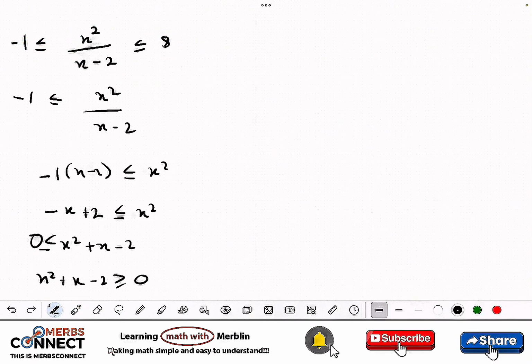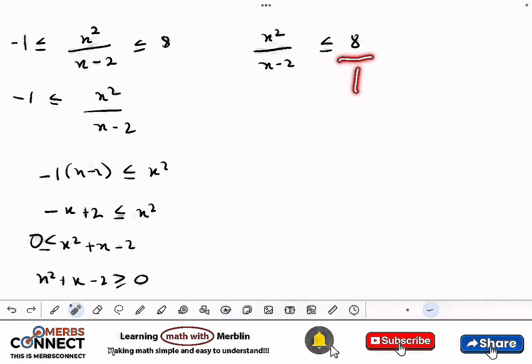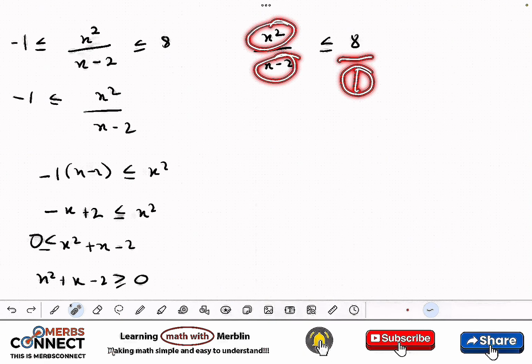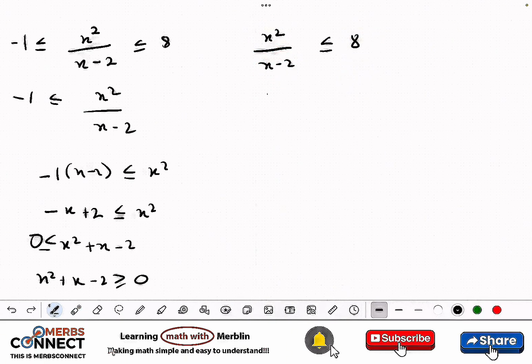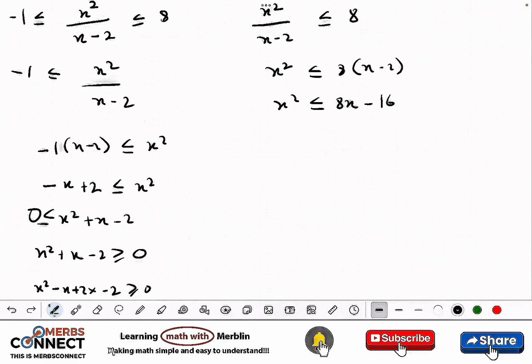So let's try it and see. x squared divided by x minus 2 less than or equal to 8. So this is divided by 1. I'll multiply this one to this, multiply this one to this. So I'm going to have x squared is less than or equal to 8 times x minus 2. x squared is less than or equal to 8x minus 16. I'll bring them to the left. 8x changes to minus 8x, then plus 16 less than or equal to 0.